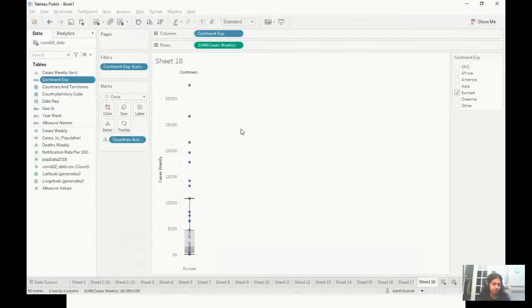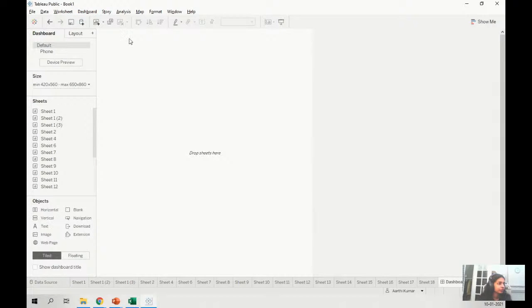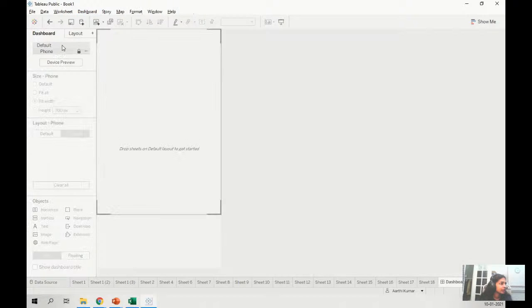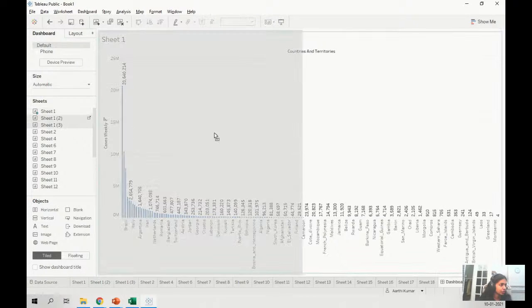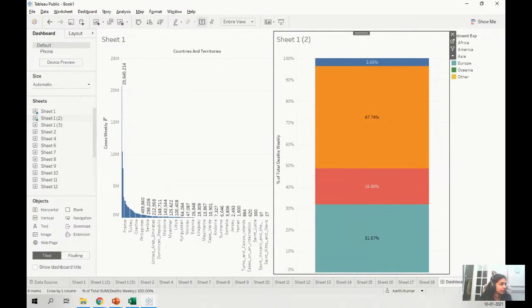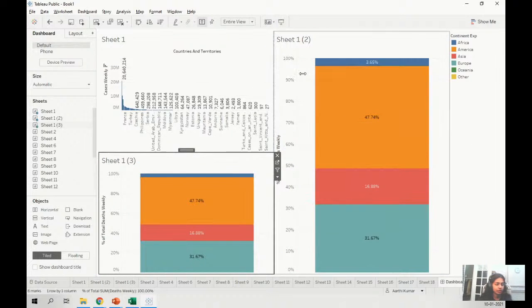Now dashboard. So what I'm going to show is how you can create a dashboard, right? So I'm going to create a dashboard using this button, or you can go over here and say new dashboard. So here, oops, sorry. I'm going to say automatic. So it comes here. I just have to drag and drop the sheets over here. So automatically you will see. So this is how you create a dashboard. You just drag and drop the charts that you have already created into a dashboard.